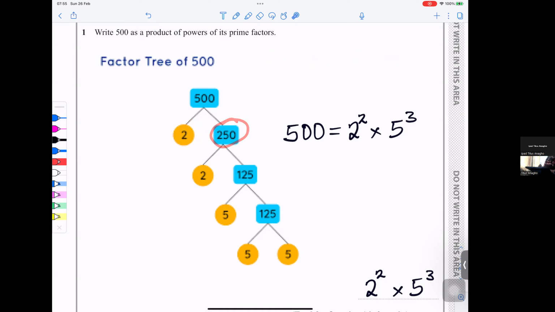250 is not a prime number. So we split it into 2 times 125. And 2 is a prime number. And you carry on and you get to 125. You split it into 5 times 5. So the prime numbers are 2, 2, 5, 5, 5. So 2 squared times 5 cubed. So 2 times 2 times 5 times 5 times 5.